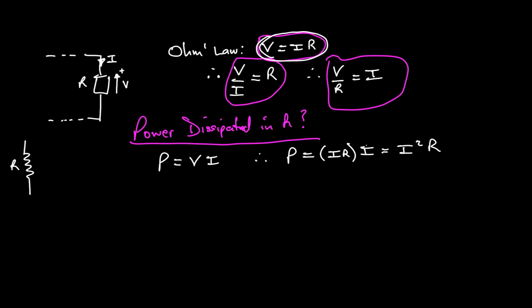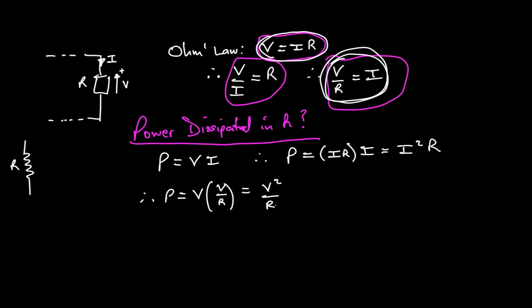Another thing that we could do is to say, why not replace I with what we know it to be up here? So I is V over R. Then we could also write, therefore, power equals V times, and let's put that in brackets, V over R. That looks very much like V squared over R.